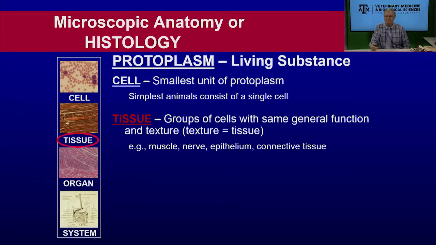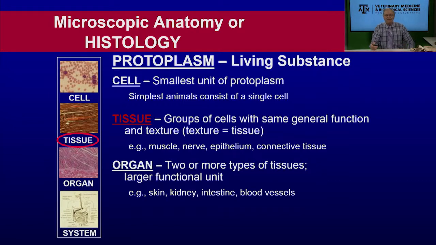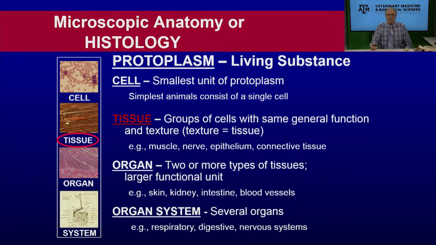When you have a group of cells that does about the same thing together, that makes a tissue: muscle, nerve, epithelium, and connective tissue. And then when more than 2 of those tissues get together, that makes an organ. We see a kidney is an organ. And then organs get together and have a uniform function, like the digestive tract, nervous system, or respiratory system. That's a system. So we go from cell, tissue, organs, and then organ systems.